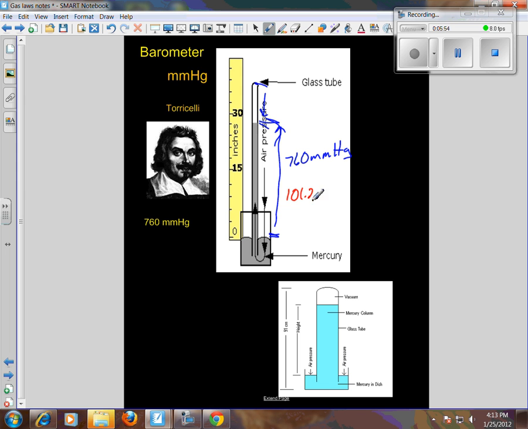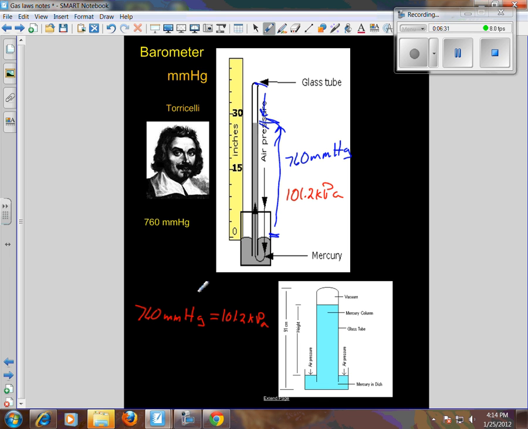Now, a second ago, I told you guys this number, 101.2 kilopascals. So here's the deal. On an average day, the pressure is 101.2 kilopascals. So we have these two equivalents: 760 millimeters of mercury is equal to 101.2 kilopascals. Those two comparisons are telling us that if we have 760 millimeters of mercury, then we also have 101 kilopascals.